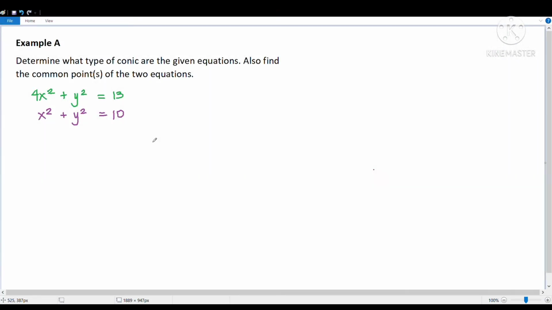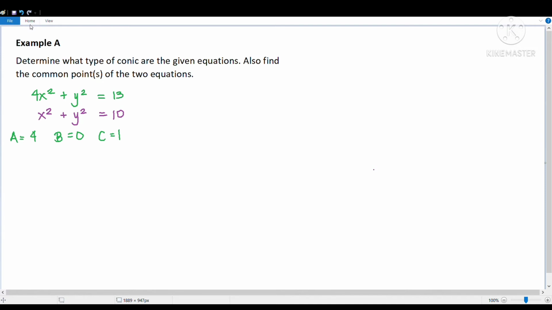So let's have an example. Determine what type of conic are the given equations. Also find the common points of the two equations, or the solutions of the nonlinear equations. So let's first take the type of conic for the green equation. So our A is automatically equal to 4. B is equal to 0. Why? Because the xy term is not existing, and our C is equal to 1.